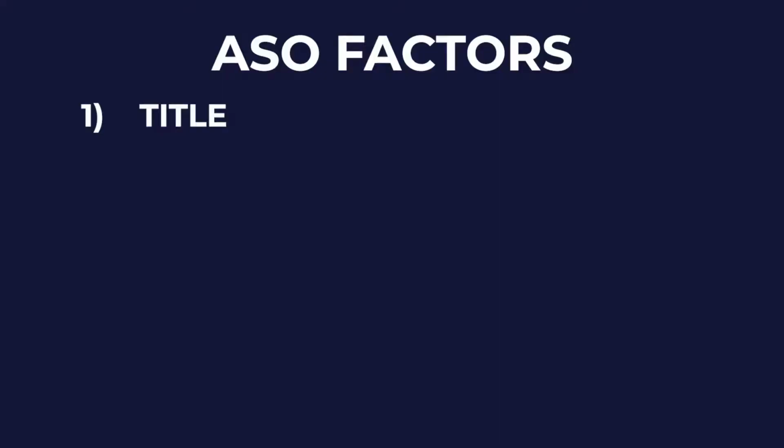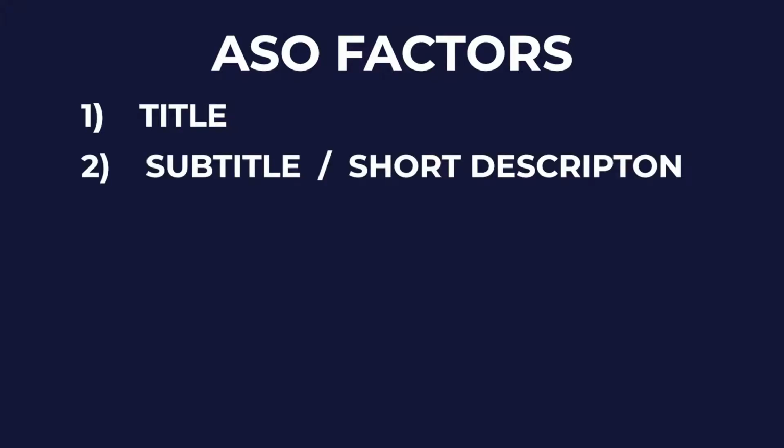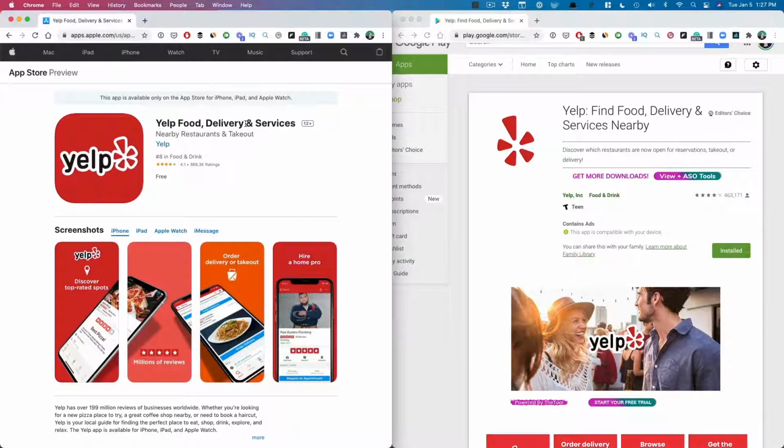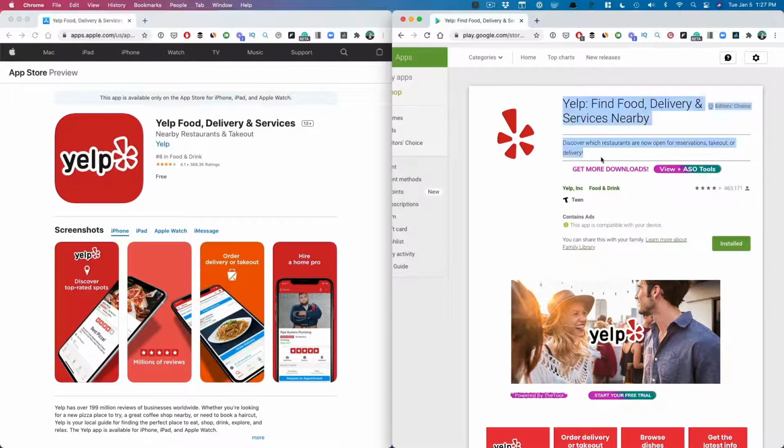Number 2, and I would say this is a secondary factor in how high you can get your keyword rankings, it's going to be your subtitle. Now, on iOS, here's the subtitle, nearby restaurants and takeout. So really good, I like this subtitle here for Yelp. The short description on Google Play, that's what it's called. Here you see, discover which restaurants are now open for reservations, takeout, or delivery. Again, I like the actual short description here.